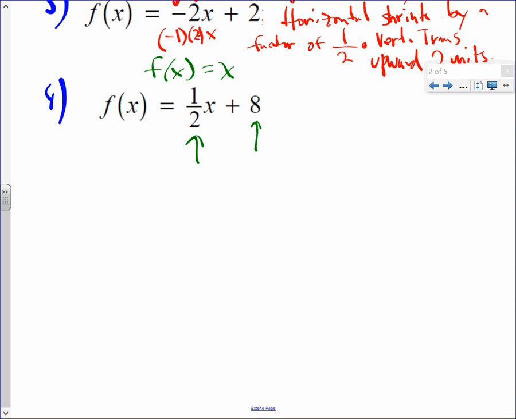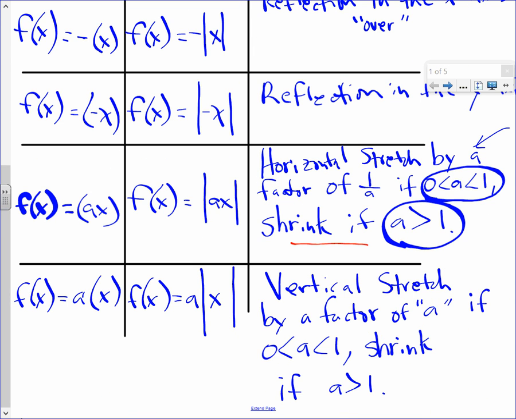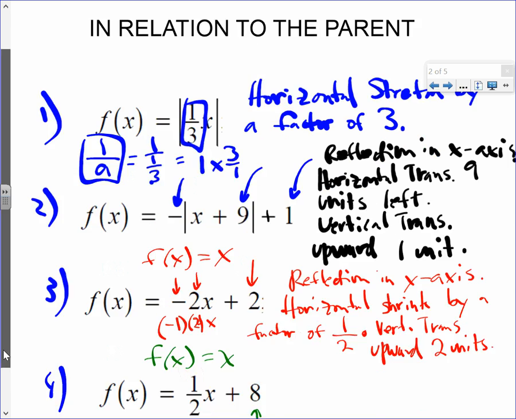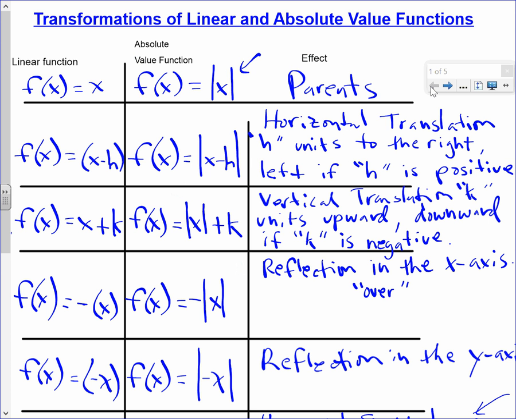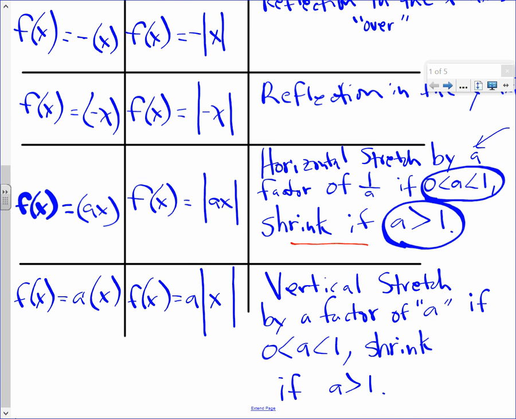Here we go. A is being multiplied by the x. Notice there's no grouping symbol separating A and the x, so I'm dealing with another horizontal stretch or shrink depending on whether A is a fraction. Is A a fraction? Indeed it is. So I'm just following orders now. If it's a fraction, we're dealing with a horizontal stretch by a factor of 1 over A.